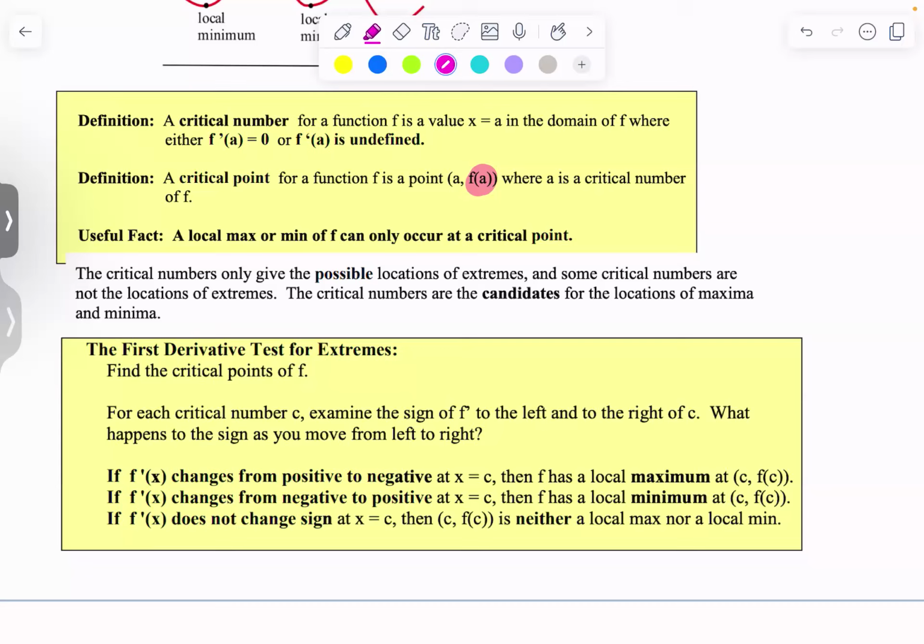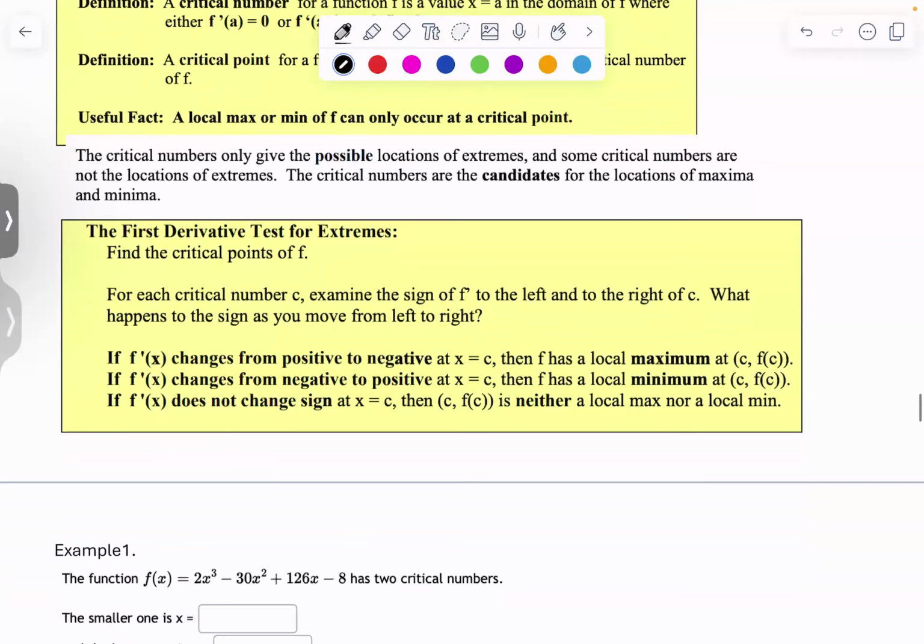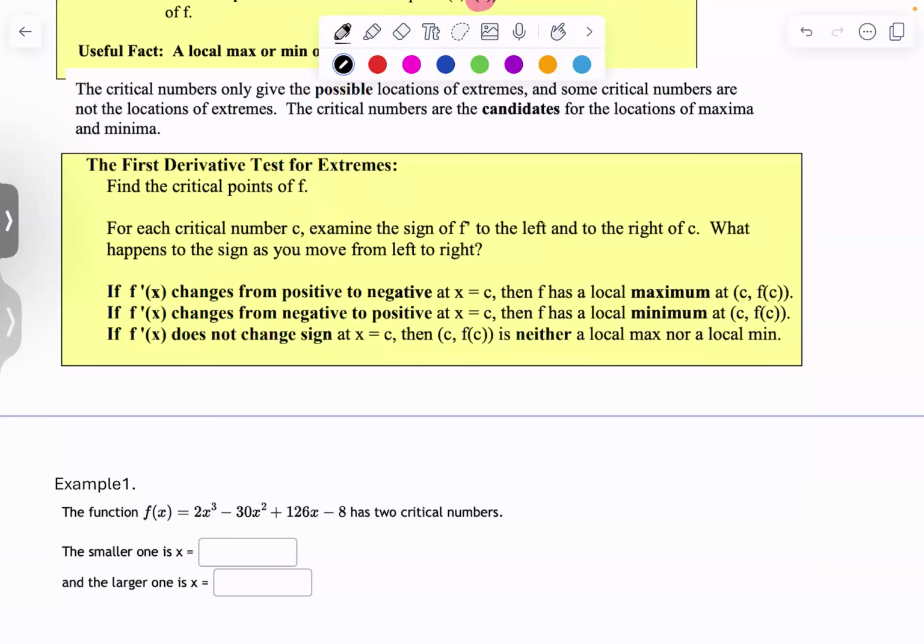Again, these are candidates. When we get these values for a, they are not necessarily going to be extremes. That brings us to our first derivative test for extremes. First, we need to find the critical number. So we take the derivative, set it equal to 0, and we get some value of c. That's going to make the whole thing equal 0. And for the first part, it says if f prime changes from positive to negative.